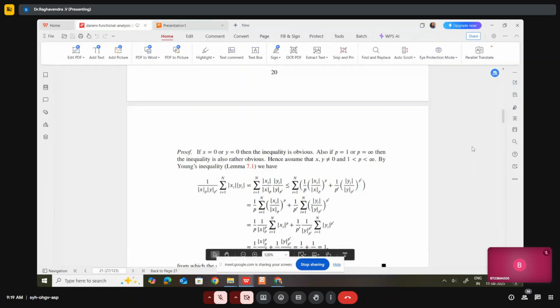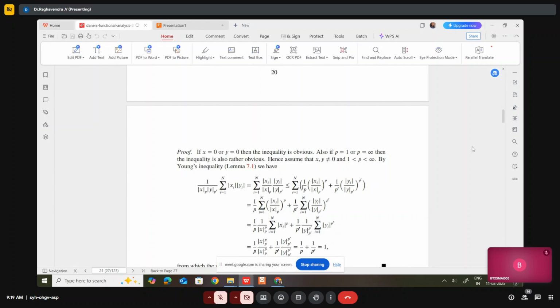So what you do is you take the summation of |xi yi|, write it as summation i equal to 1 to n of |xi yi|. And if you want, you can divide by norm x raised to p on both sides. Everything is positive. So now you have two elements here. This a will be |xi| over the denominator, b will be |yi| divided by the denominator. So apply Young's inequality.